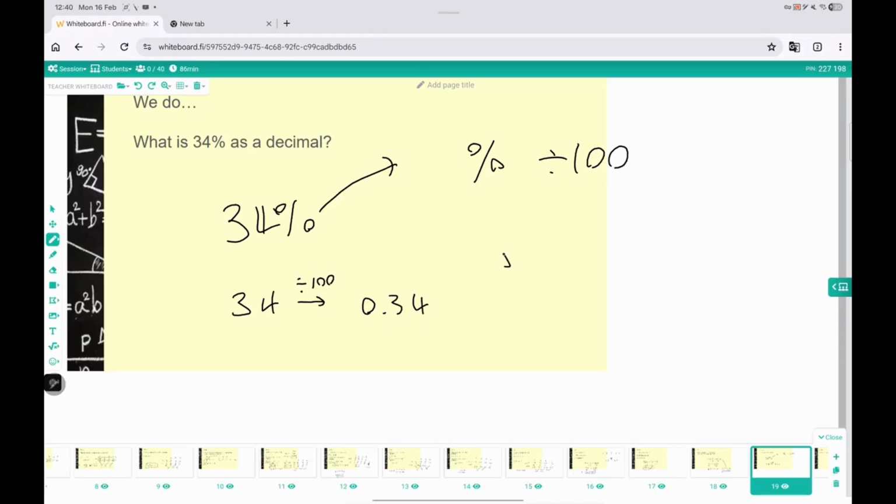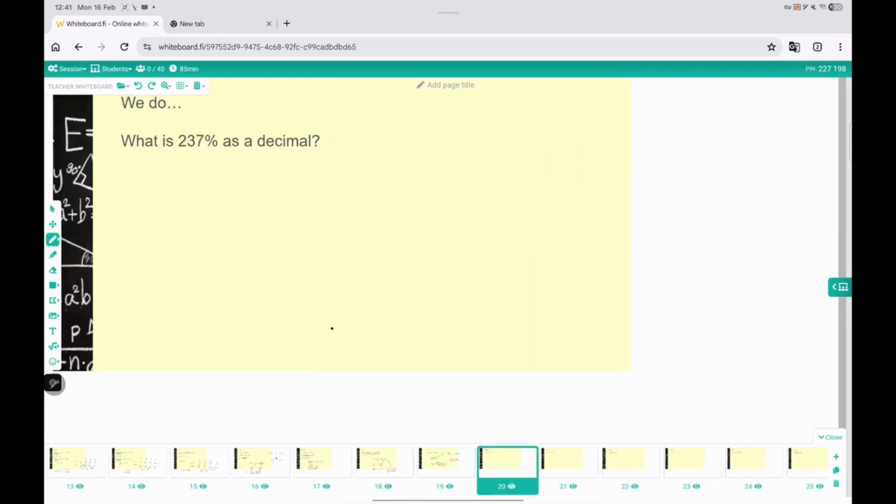Okay, so 34.0% essentially becomes 0.34. So you just move the decimal point twice from the invisible end where it starts, and you've got the decimal version of it. Okay, why do we need it as a decimal? Well, for calculations we're going to do later.